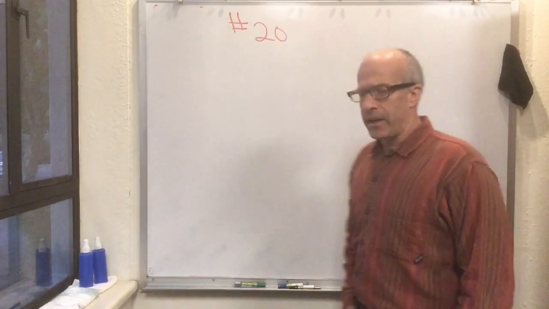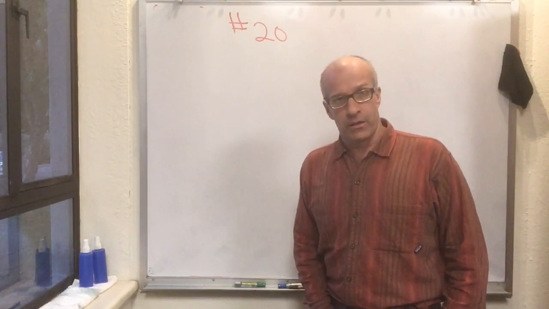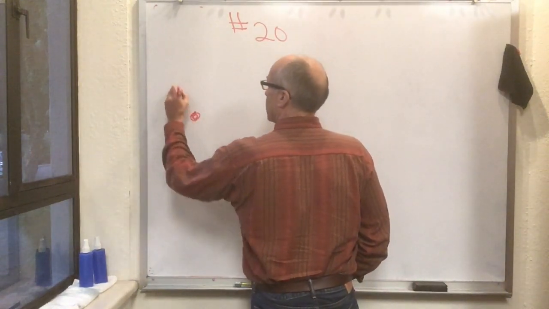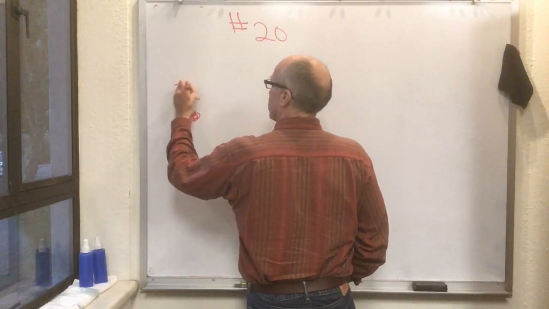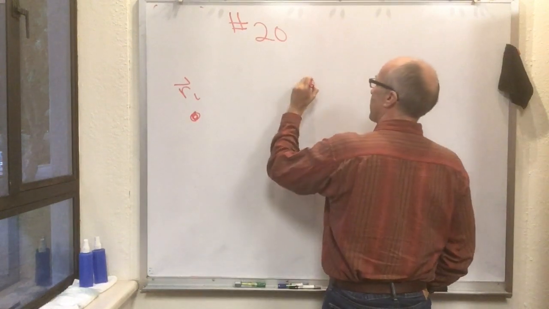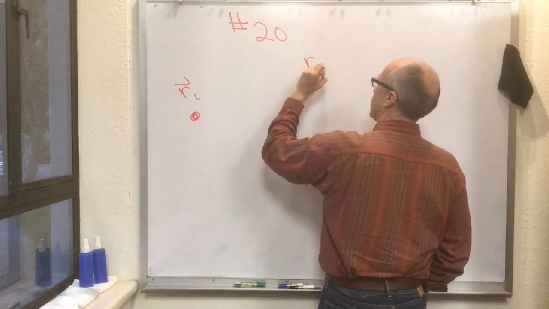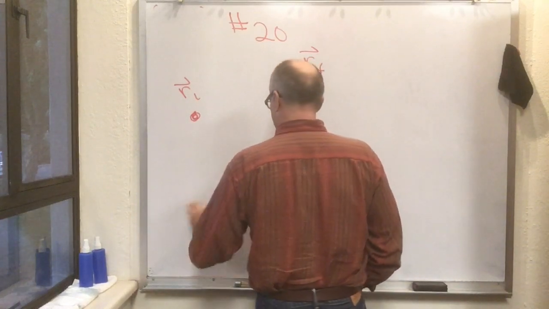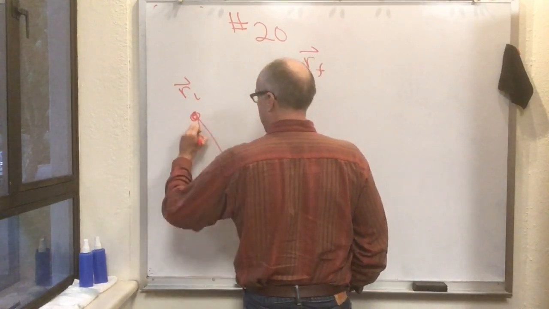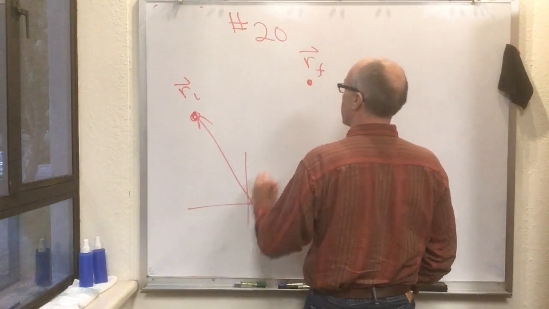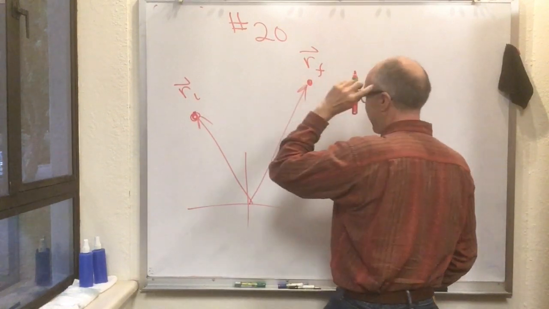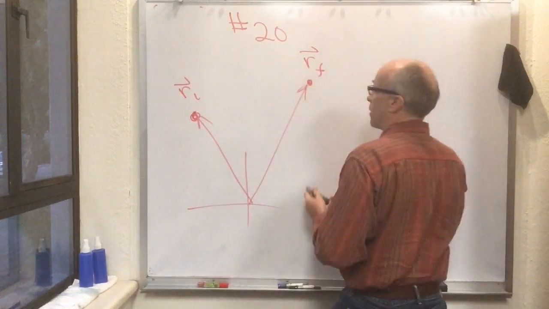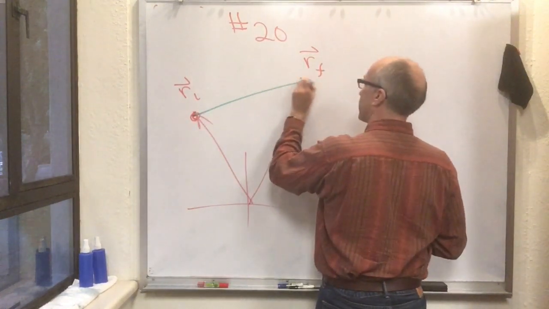So the first thing I need to do is to clean up something from 9.2. Let's suppose that you have a point here, R initial. And then suppose you have another point over here, R final. And let's suppose that you've got some coordinate system. So this is your R initial vector, and this is your R final vector. And now we have the vector delta R that connects R initial and R final.